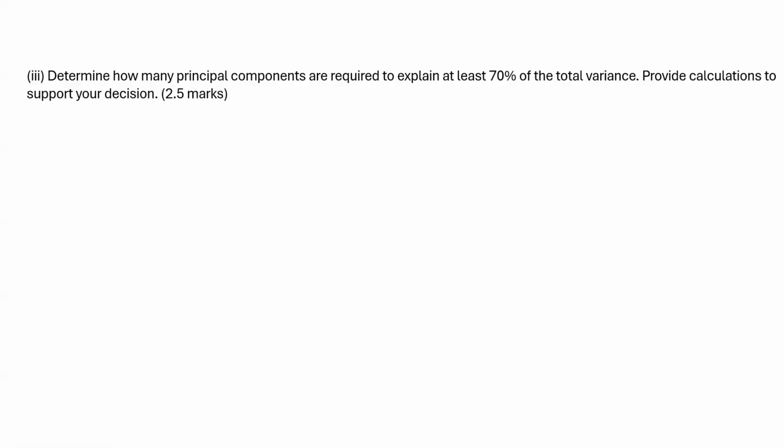The third one is how many principal components are required to explain at least 70% of the total variance. Provide calculations to support your decision. Again, to get full marks, you have to provide the calculations. You can't just say 2 components or 1 component. You have to provide the calculations in an exam setting for us to be able to say, okay, you didn't guess, because the answer is either 1, 2, or 3. You have 3 components, but you have to show us that you actually calculated to come up with that decision. So it's important to show the calculations.